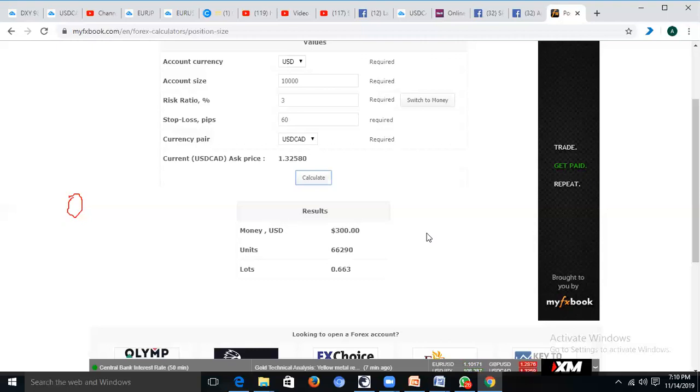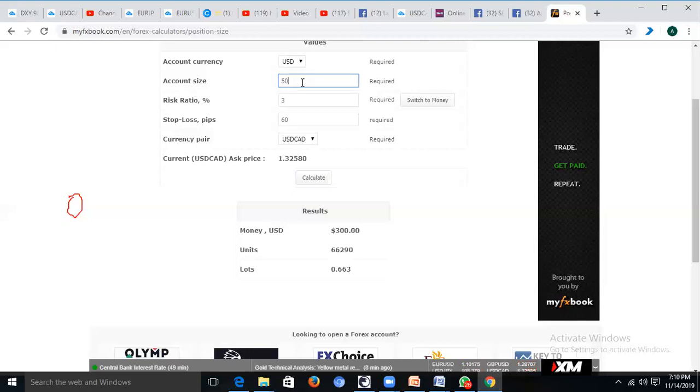So this is how you calculate your pip. This is how you calculate your risk. With this, you don't have to be scared of the market. If you lose, fine, you come again. Okay, let's look at someone who has a small account. Let's say you don't have that kind of money, you have a very small account. Let's say you have $50.